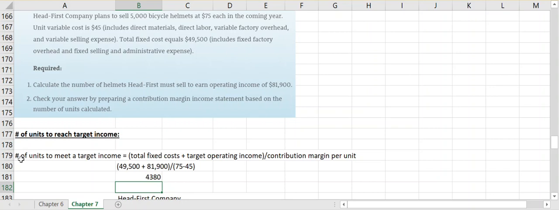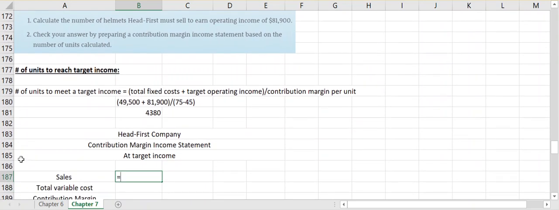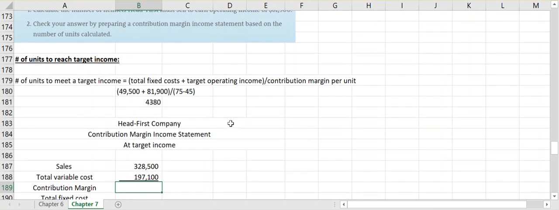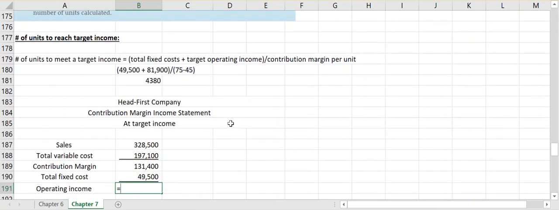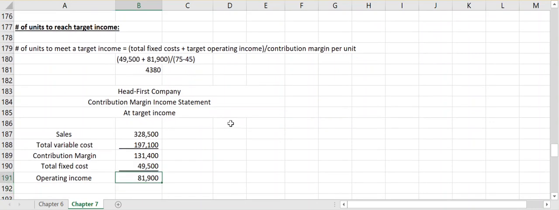So they want us to put together a contribution margin income statement based on the number that we just calculated. So $75 is how much we sell each helmet for, and we said that we'd have to sell 4,380 of them to reach that target income. Variable cost, they said, is $45 per unit. So we would subtract the two to get our contribution margin. We know our total fixed cost is $49,500. And when we subtract the two, we're left with that operating income, which is what we desired it to be, and it matches. So it's just a way of double checking that we did our calculation correctly.